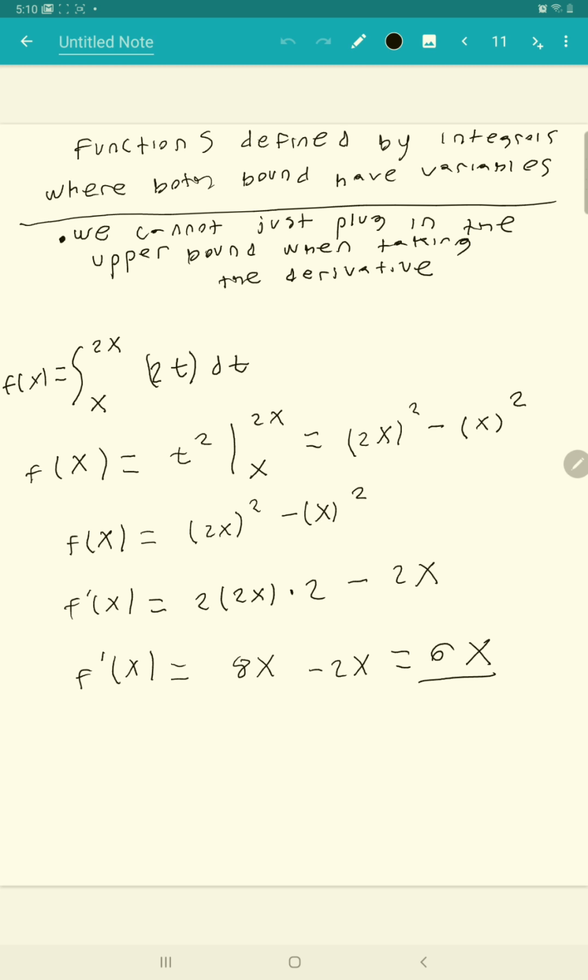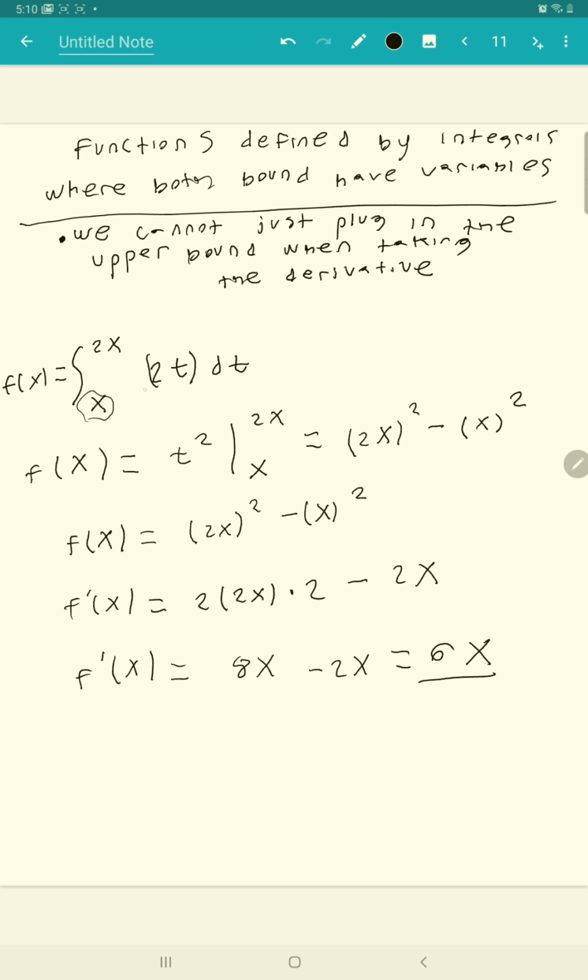All right. So lastly, I just want to go over functions that are defined by integrals where both the upper bound and lower bound have variables in them. We can't just plug in the upper bound when taking the derivative of these kinds of functions, because, for instance here, f of x equals the integral of 2t from x to 2x. We can't just disregard this x, because this x is going to have its own derivative, as we see when we take the integral of this.